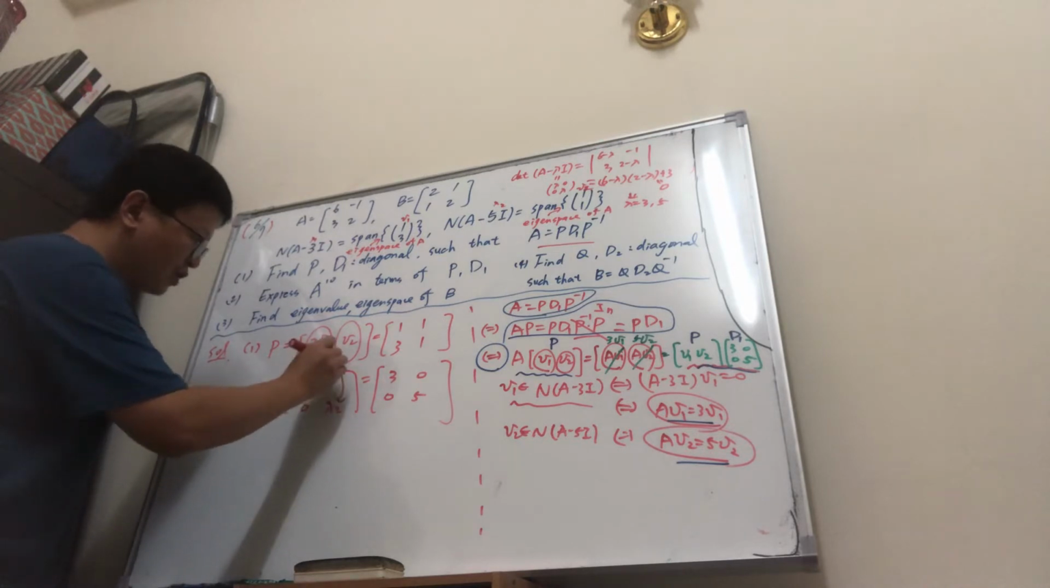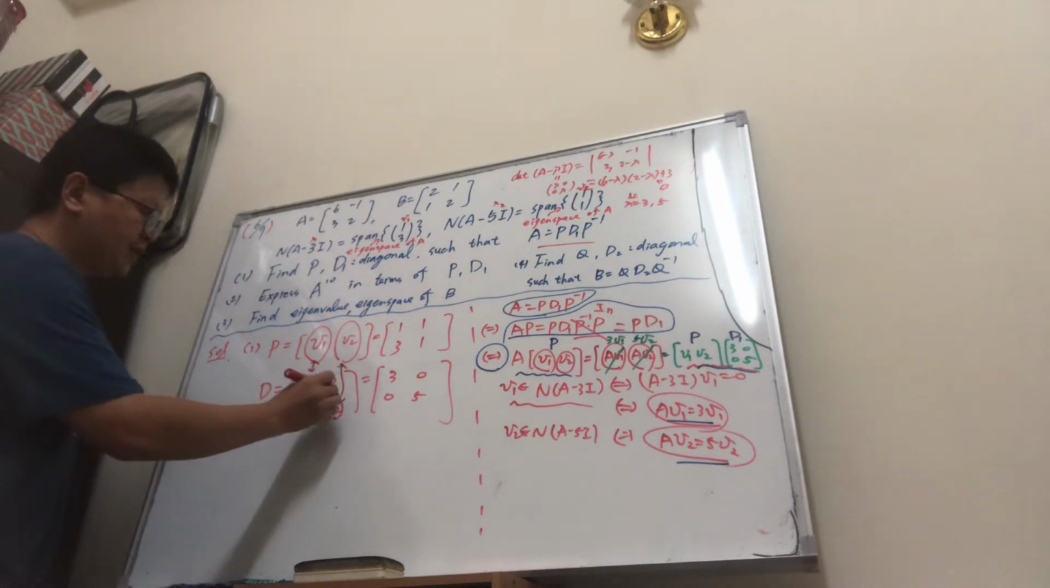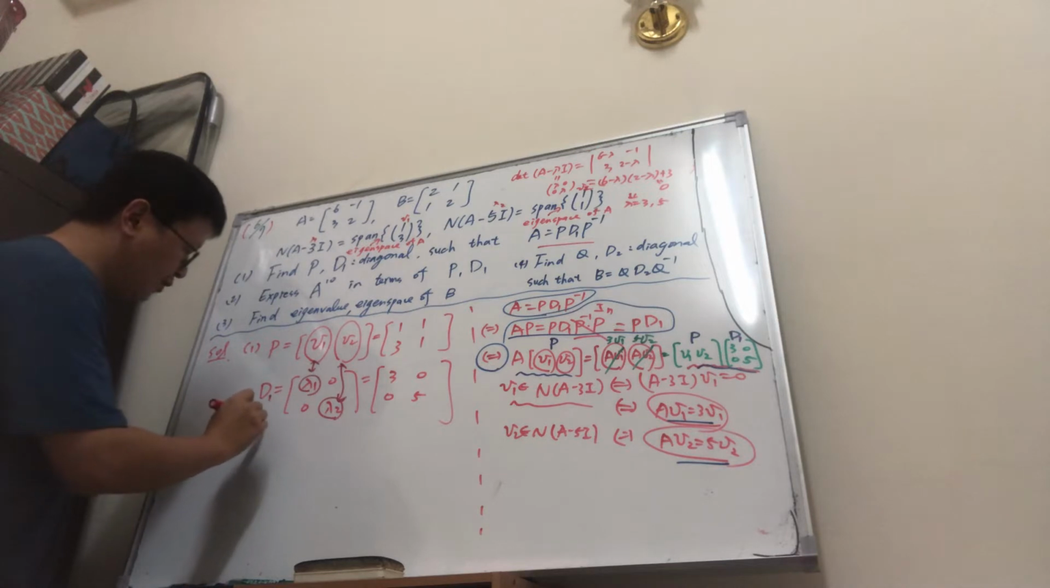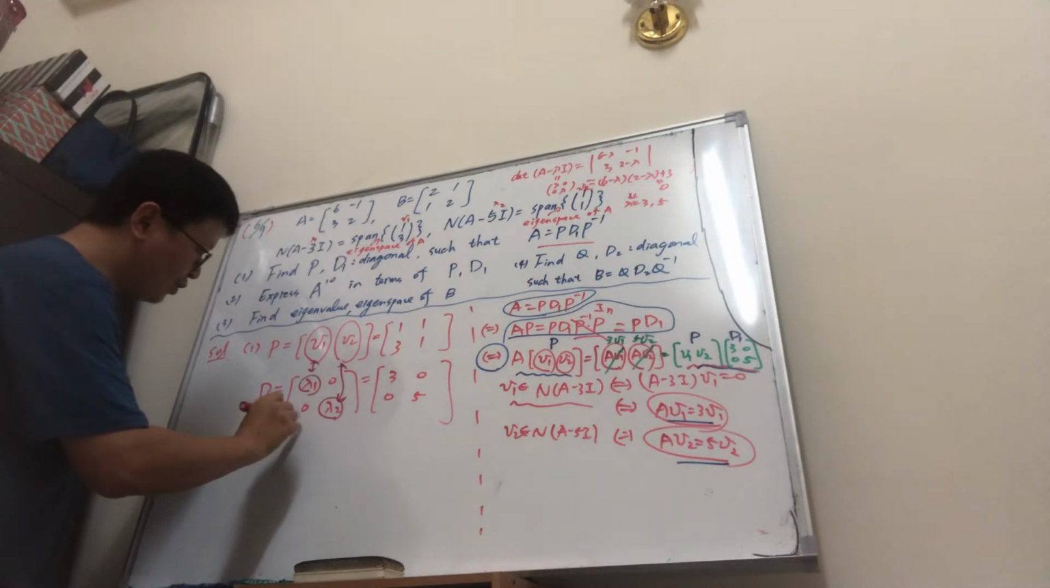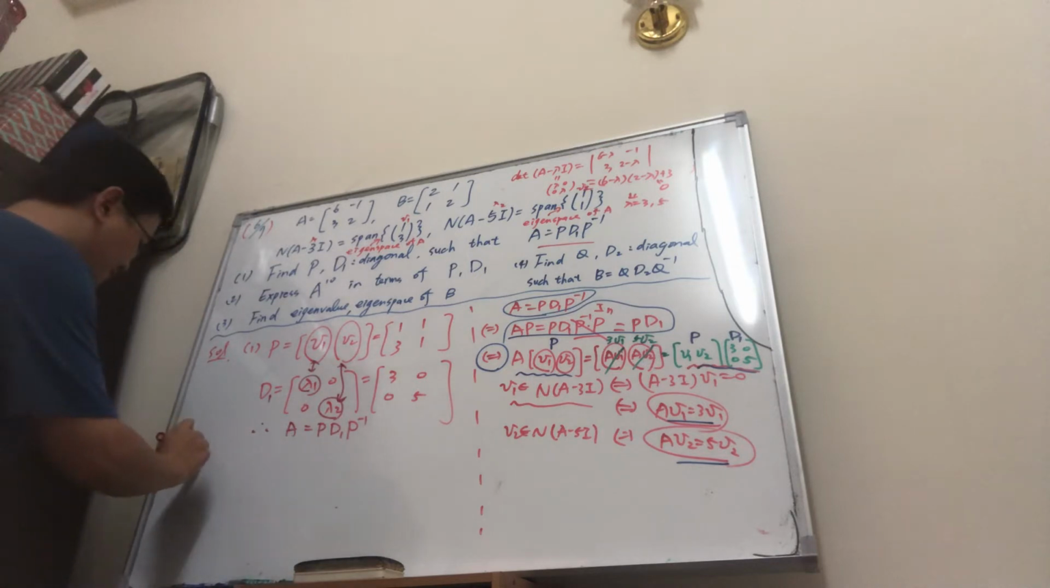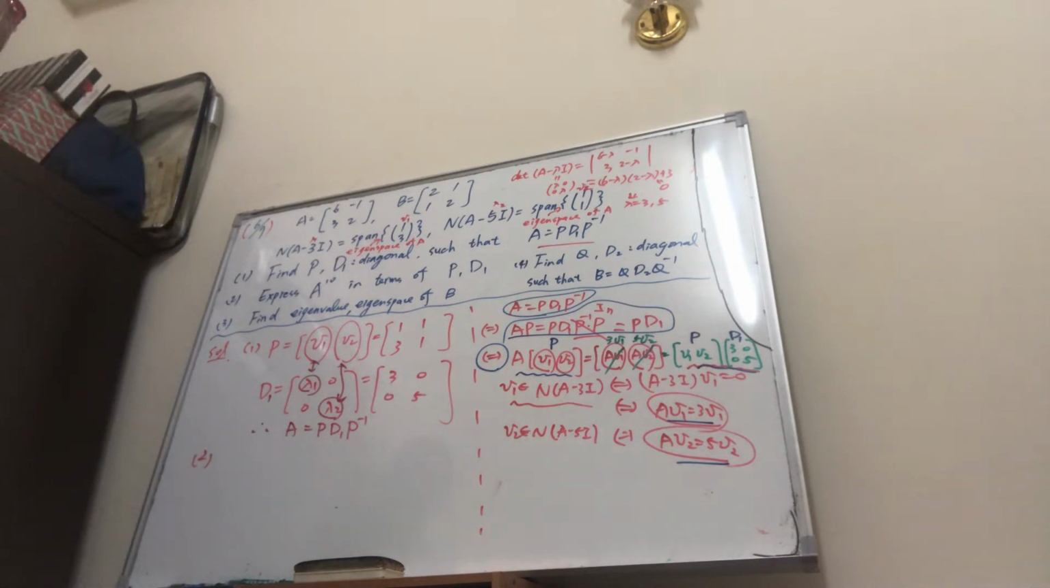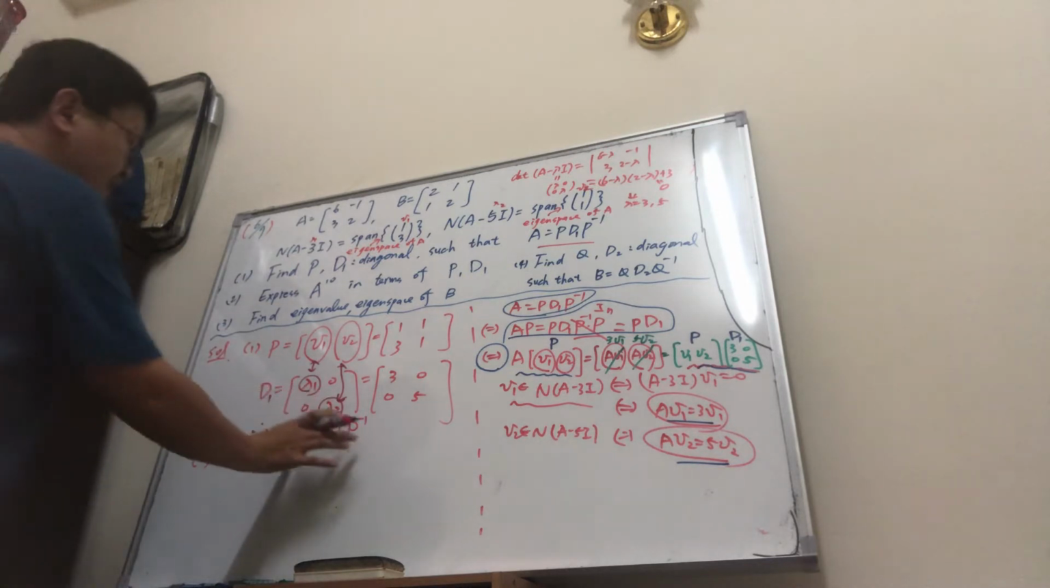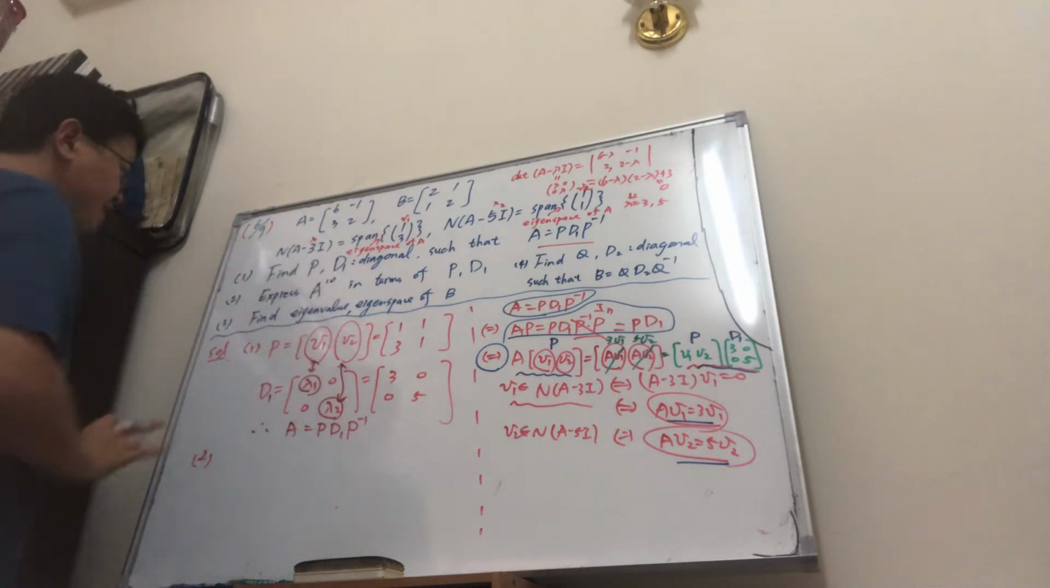It should have the corresponding eigenvalue lambda 2 over here. Then it's our D1. Then indeed we have A equals P D1 P inverse. This one. And how about the second one? Once you have this one, it's easy to solve it.